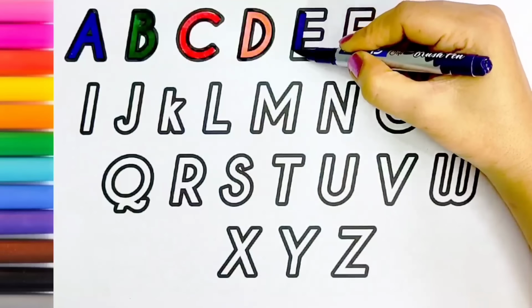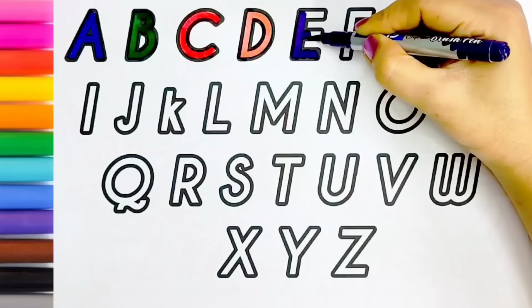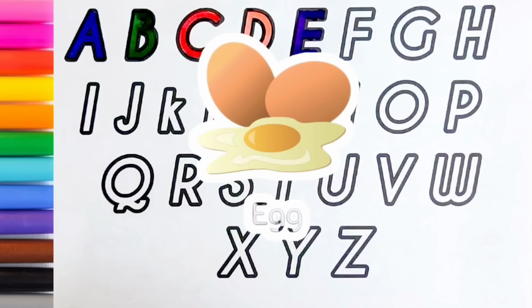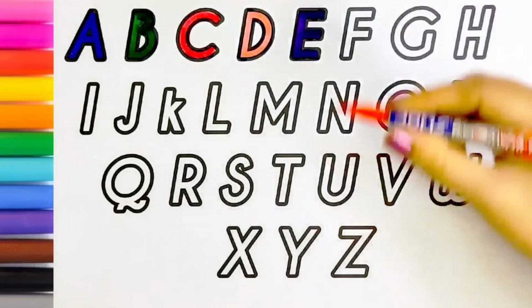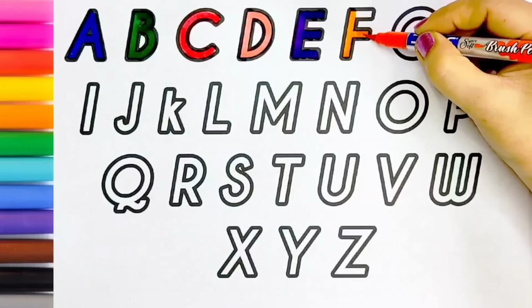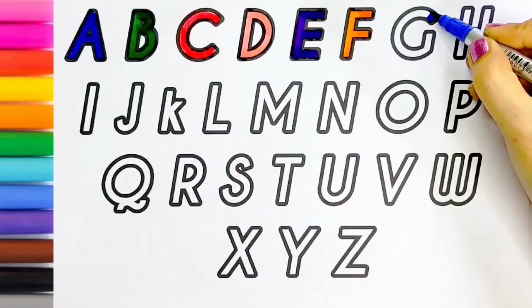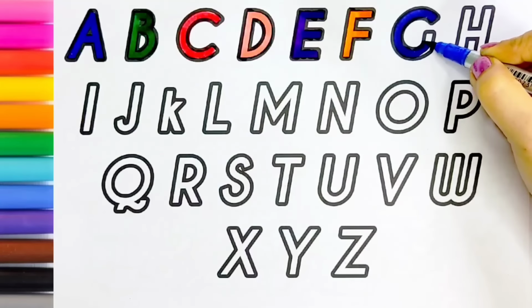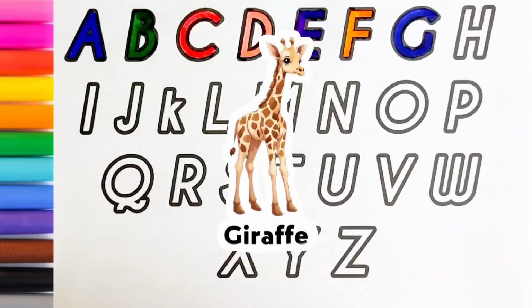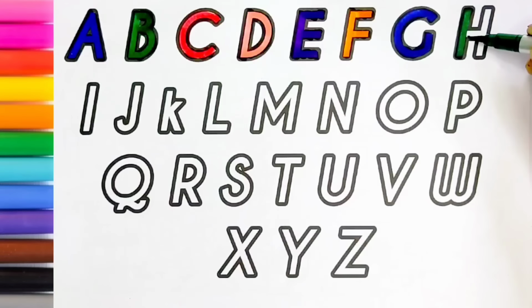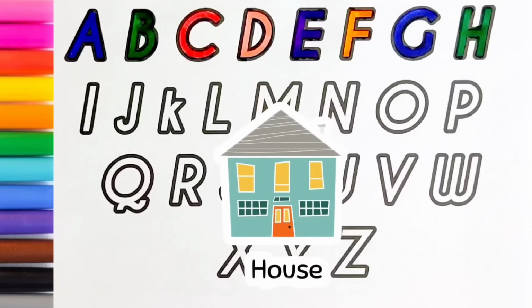Purple color. E. E for egg. Orange color. F. F for fish. Blue color. G. G for giraffe. Dark green color. H. H for house.